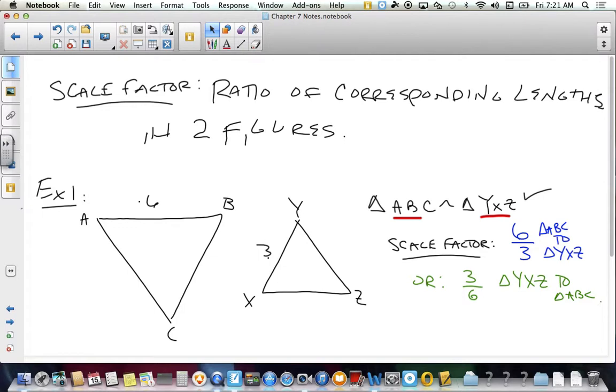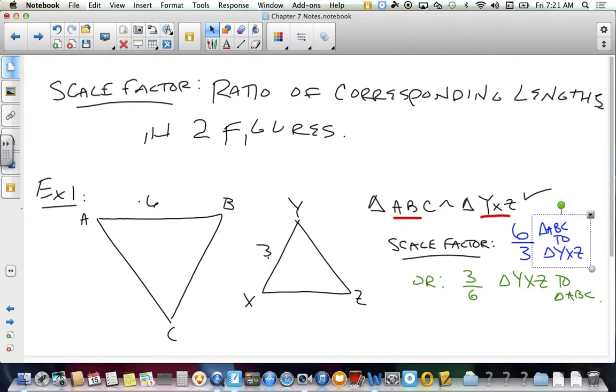Okay, so in the problem, if it's asking you for a scale factor, it'll say, what's the scale factor of triangle whatever, whatever, whatever, to triangle whatever, whatever, whatever. So look at the statement. That's the order that we're going to put things in. Whatever comes first goes on top. We talked about this in the first video. When you're writing a ratio, whatever comes first in that statement, triangle ABC to triangle YXZ, that's the number that goes on top. Whatever comes second is the number that goes on the bottom. Okay? So that's how we find a scale factor.